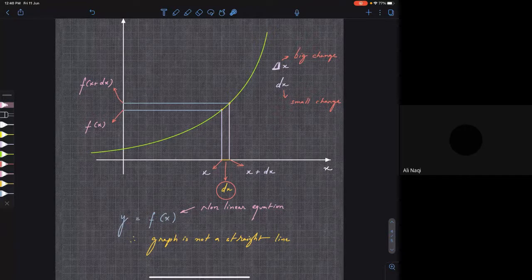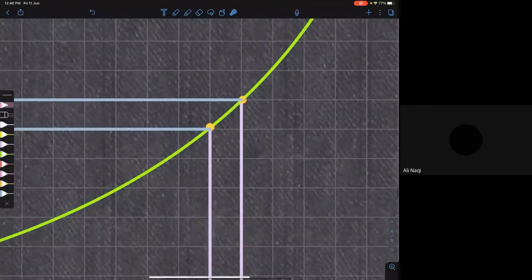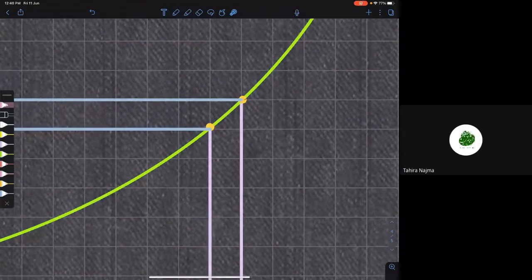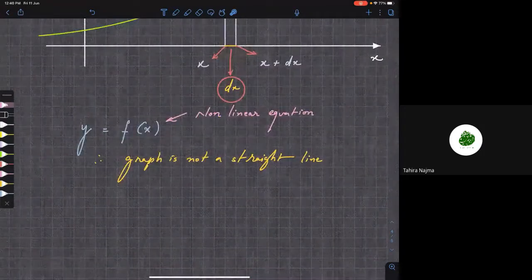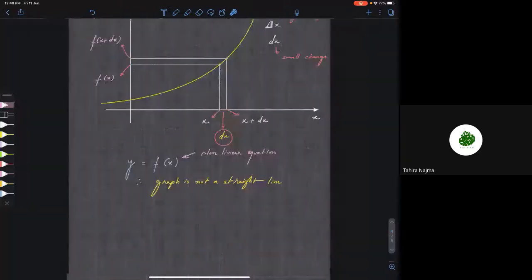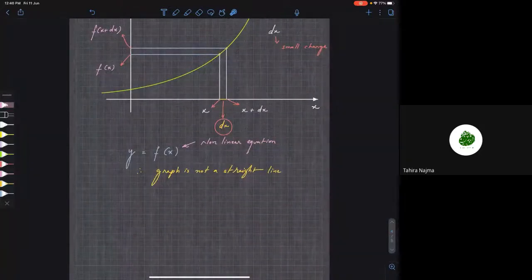This small segment of ours, do you see this one? This straight line that is visible, so what is the slope of that line? Tell me. It is dy by dx. Very good.